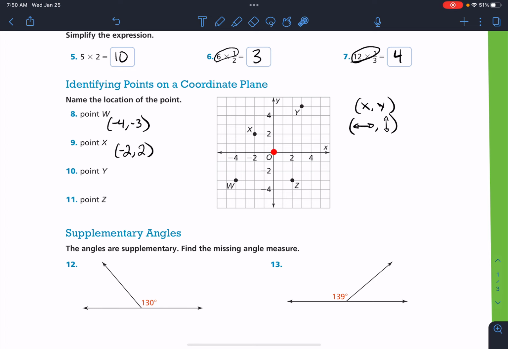Then you have point Y. Point Y, you would have to go to the right 3, so start from the center, it's called the origin. You go right 3 and up 5. So this is located at 3, comma 5.